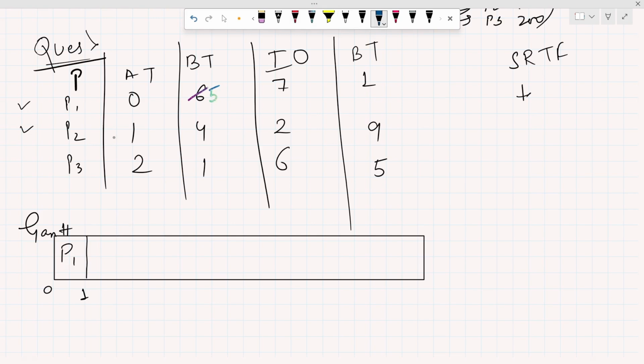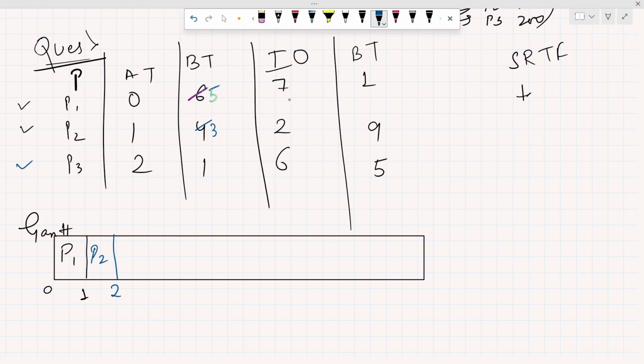Now we have two processes. Whichever has the smallest burst time will get the CPU. Among P1 and P2, P2 has the smallest burst time, 4. So P2 gets the CPU for 1 unit of time, from 1 to 2, because at 2 one more process becomes available, which is P3. The burst time left for P2 is 3.